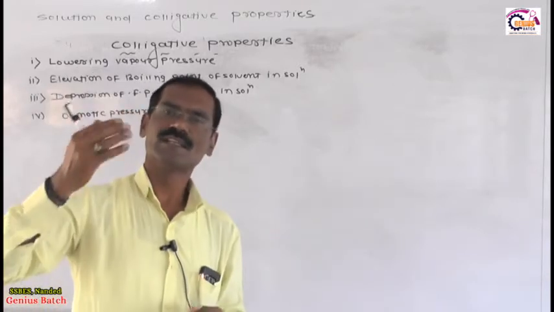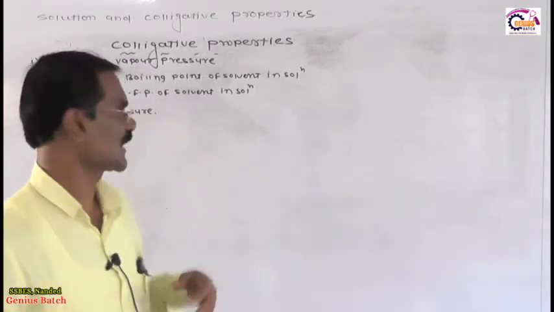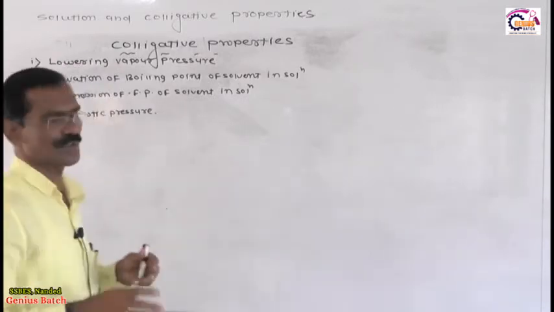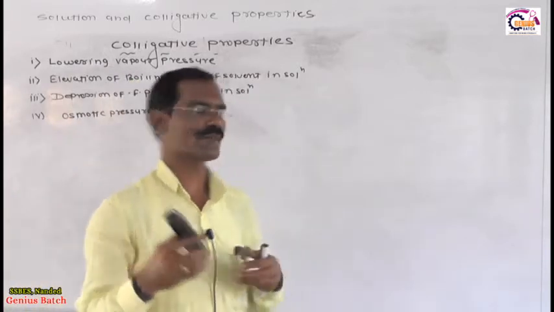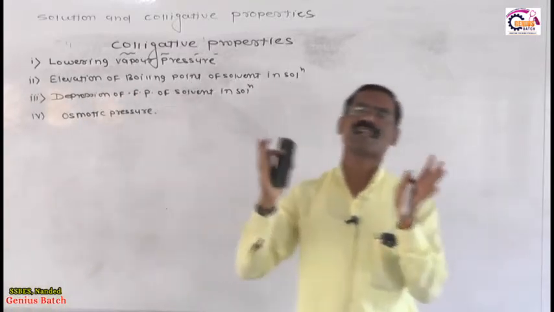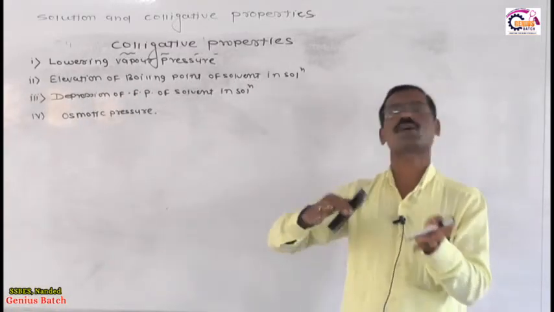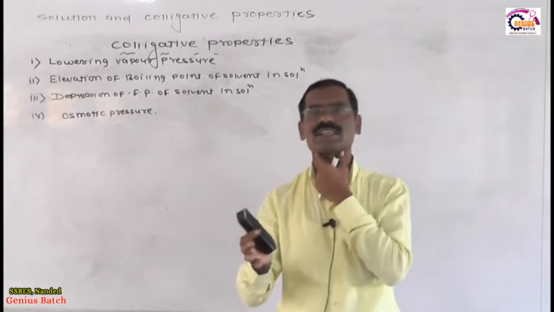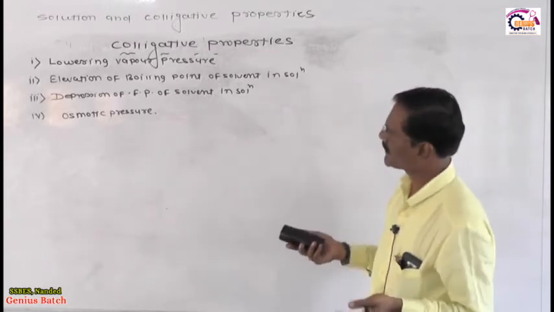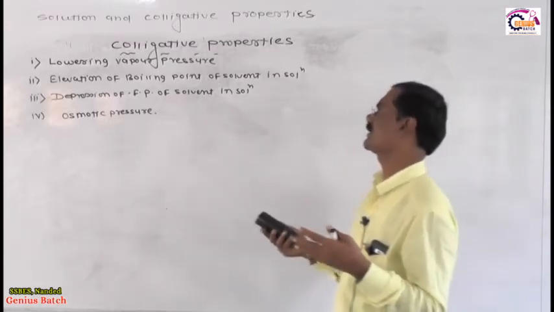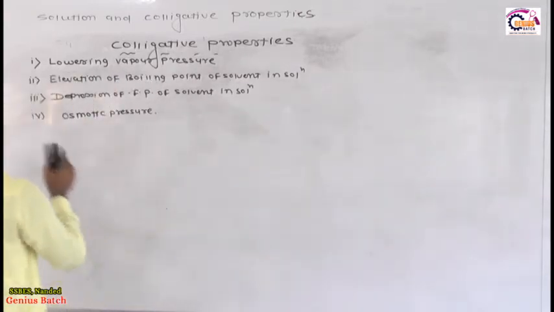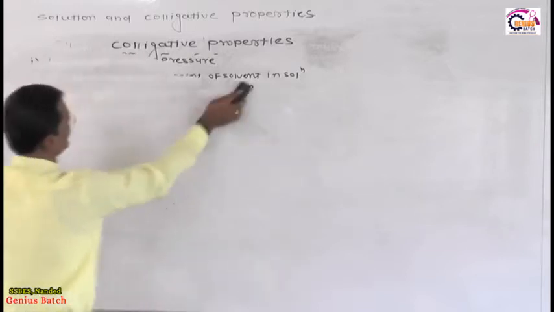Another important thing: you see varieties of multiple choice question books. In those books they give such colligative property questions. So the first colligative property is called lowering of vapor pressure. You got the definition of colligative properties: properties whose value depends upon the number of particles and is independent of the nature of particles. The colligative properties are of 4 types: lowering of vapor pressure, elevation of boiling point of solvent in solution, depression of freezing point of solvent in solution, and osmotic pressure. These are very interesting phenomena.